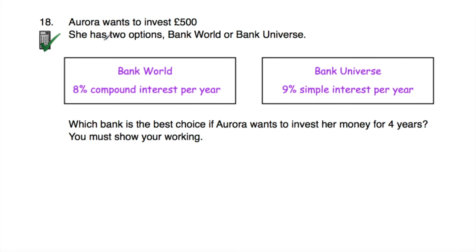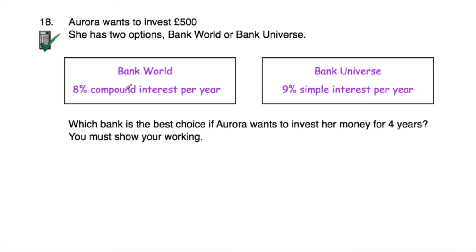So question number 18 says Aurora wants to invest £500 and she's got two options, Bank World or Bank Universe. And we're told that Bank World pays 8% compound interest per year and Bank Universe pays 9% simple interest per year. So we've got compound interest here and simple interest.